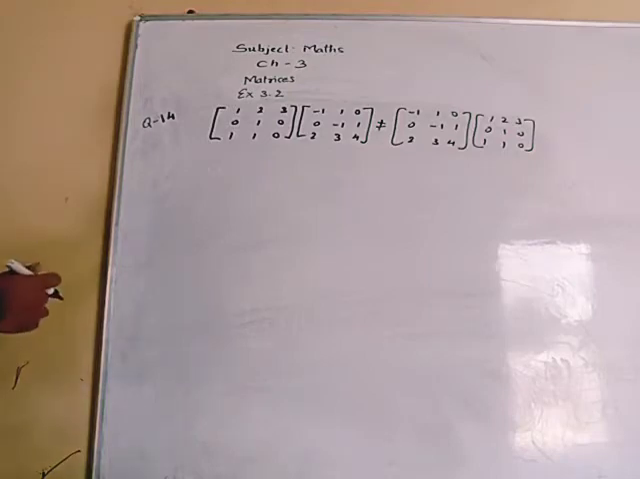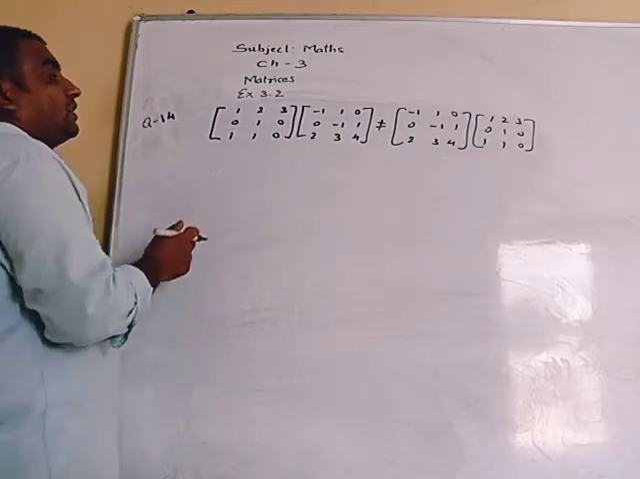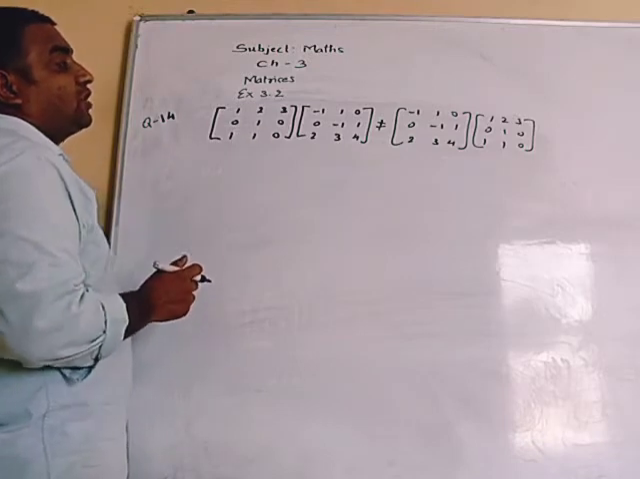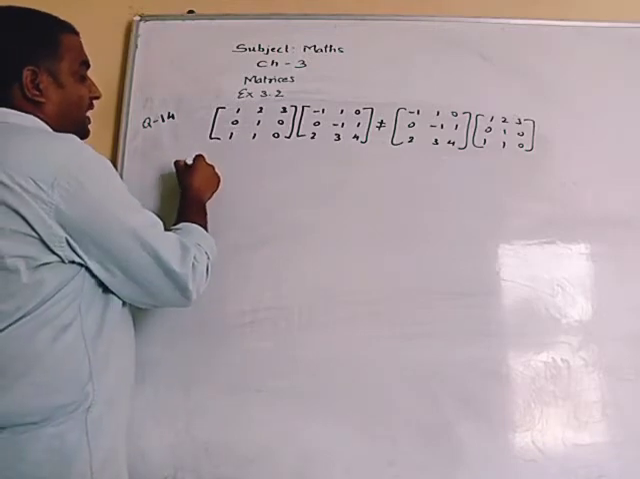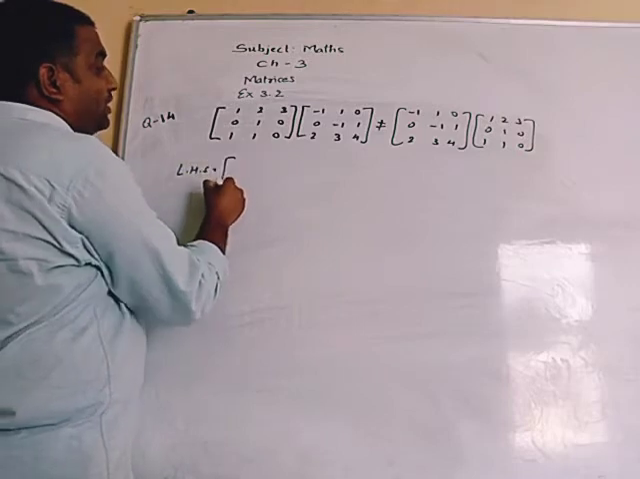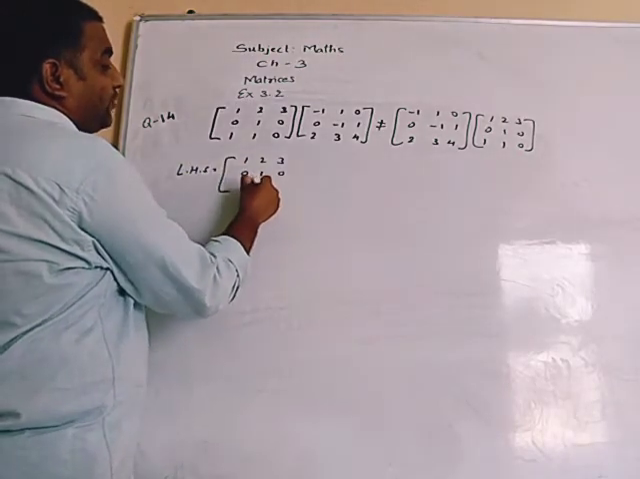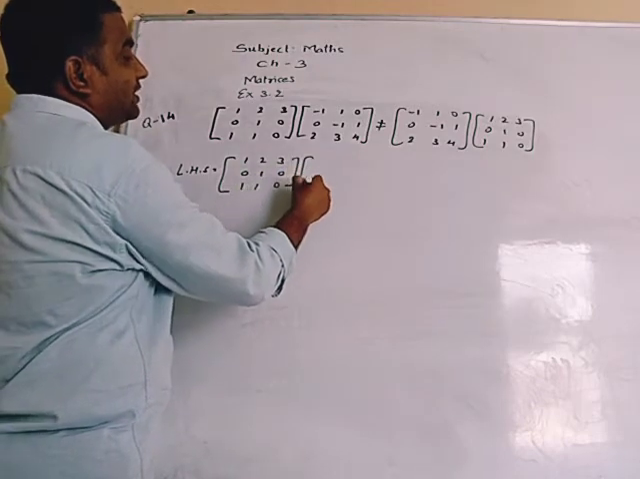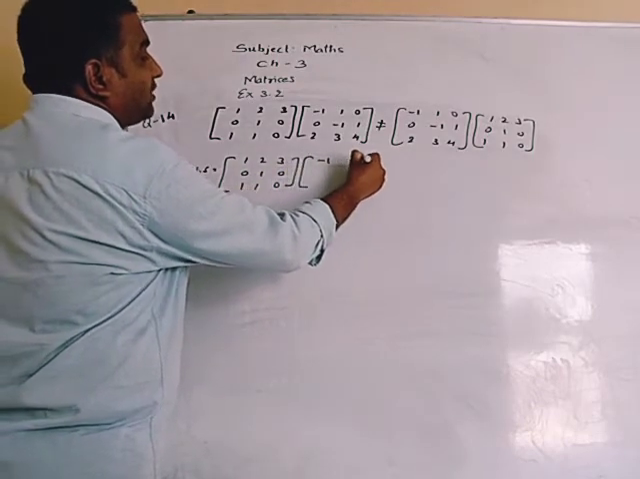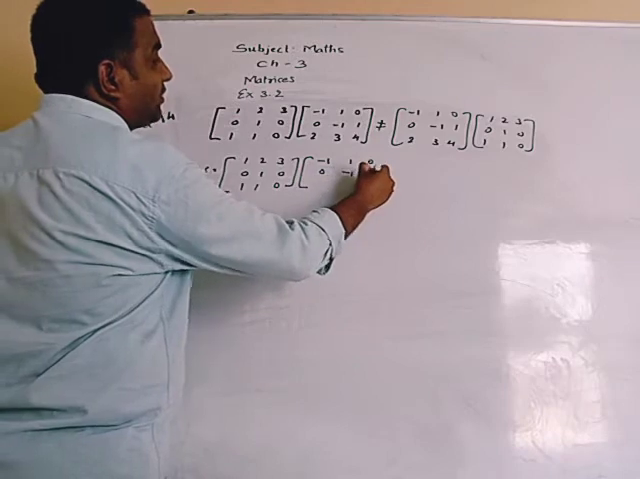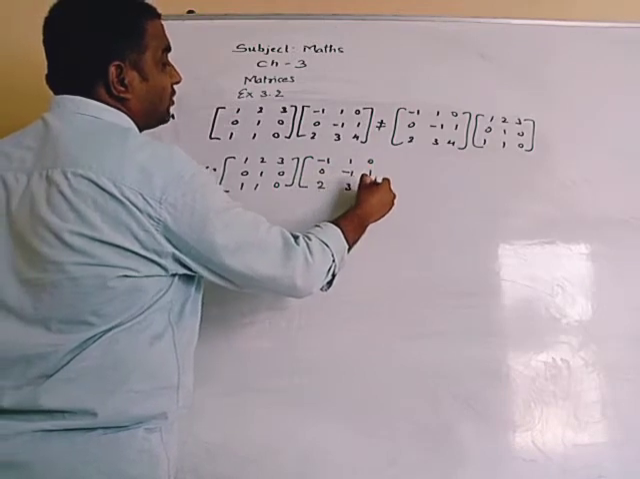Again in question 14, second part, we have the same pattern. We have to show that matrix multiplication is not commutative. So first we do the left hand side multiplication. The matrices given are 1 2 3 0 1 0 1 1 0 into another matrix, minus 1 1 0 0 minus 1 1 2 3 4.